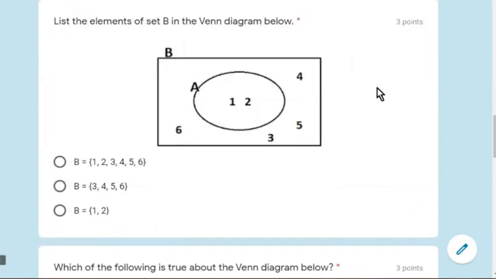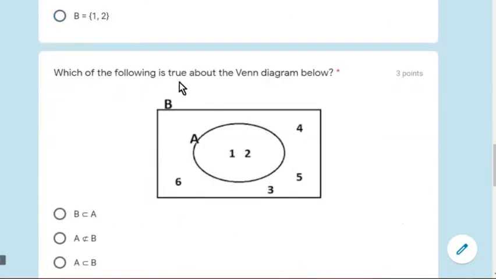Now list the elements of B in the Venn diagram. B is all the numbers that can be seen in that set, which is the rectangle. So all the numbers in the rectangle are 1, 2, 3, 4, 5, and 6. So that is the correct answer.